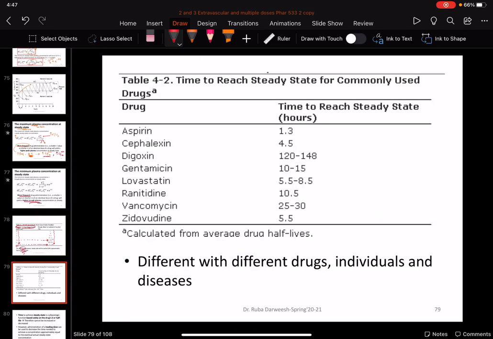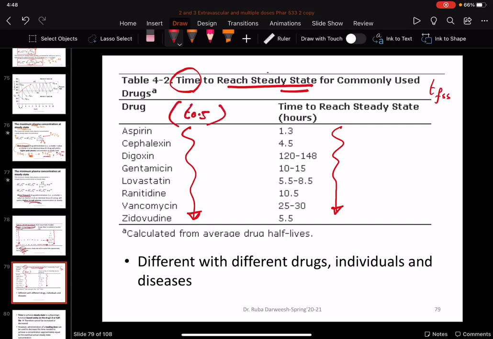Okay? And for sure, the time to reach the steady state, or the time to reach a certain fraction of the steady state, is different according to different drugs. It's also different with different individuals and different diseases, but it's different for different drugs because we are talking about different half-lives. So if we are talking about different half-lives, then the time to reach a certain fraction of the steady state or the practical steady state is different.